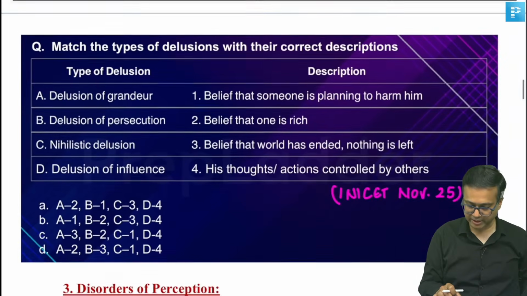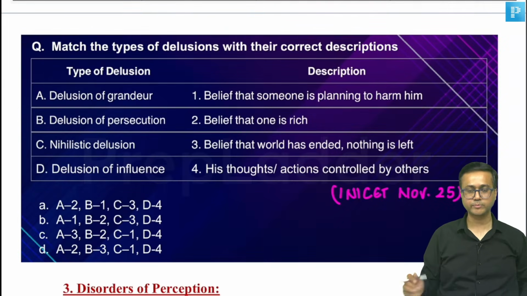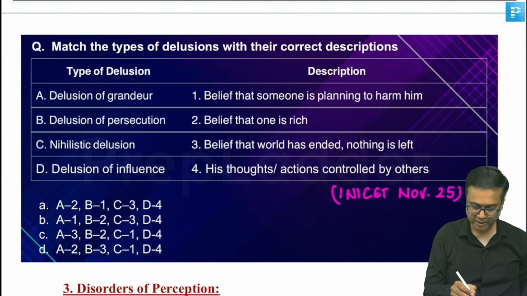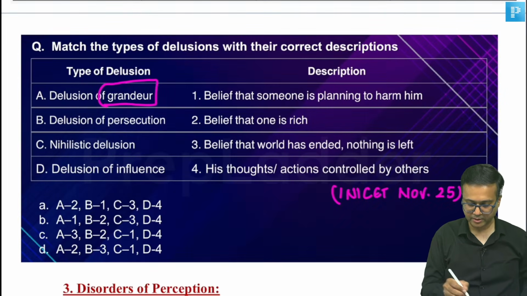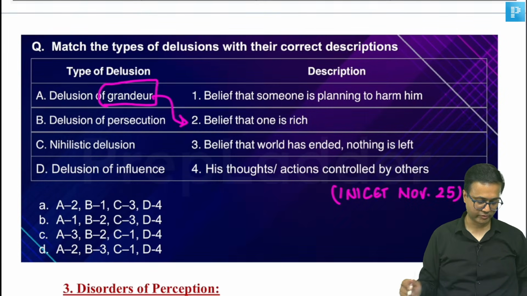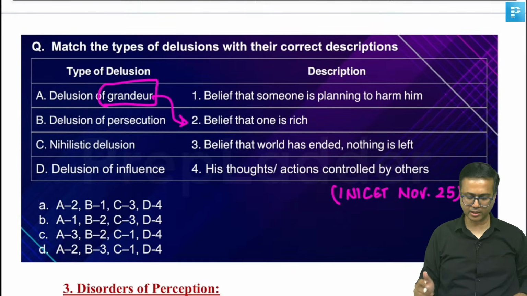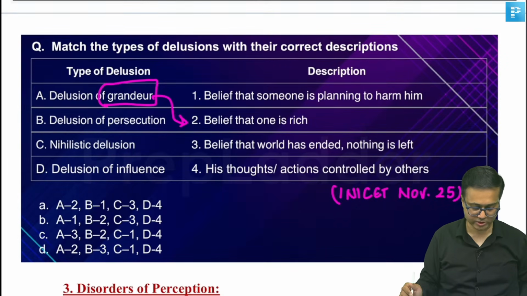Let's answer this question, beta. It's an INI-CET question, but I'm sure we can answer this also. Very simple now. What is delusion of grandeur, beta? It's a belief that one is rich. Beta, in this question also, see, the same delusion was given.